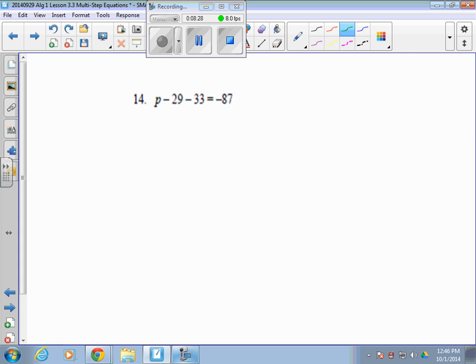Number 14, you have P minus 29 minus 33 is equal to negative 87. So put those two together, negative 29 and negative 33. Add the absolute values. 3 and 9 is 12. Carry 1, 3 and 2 and 1 is 6. You have negative 62. So P minus 62 equals negative 87.